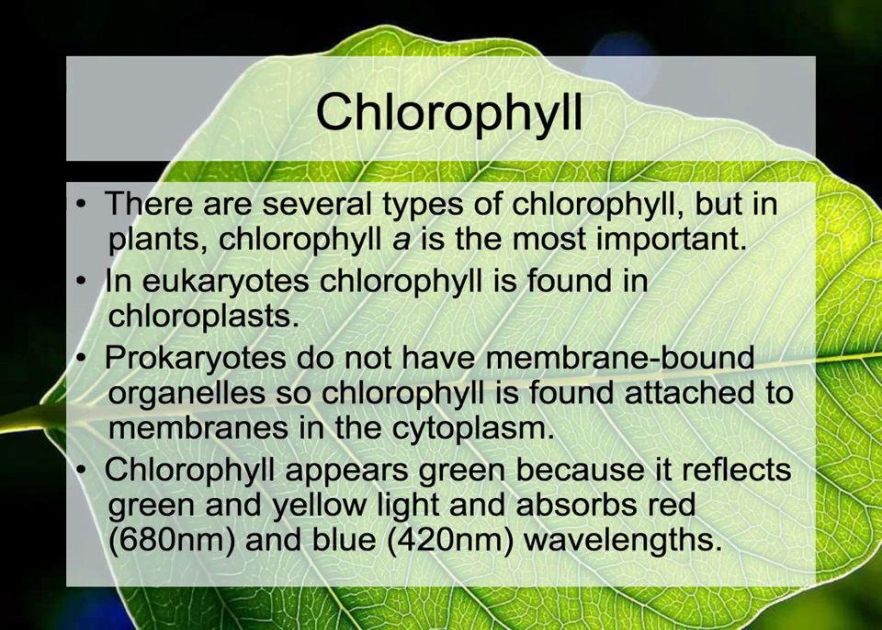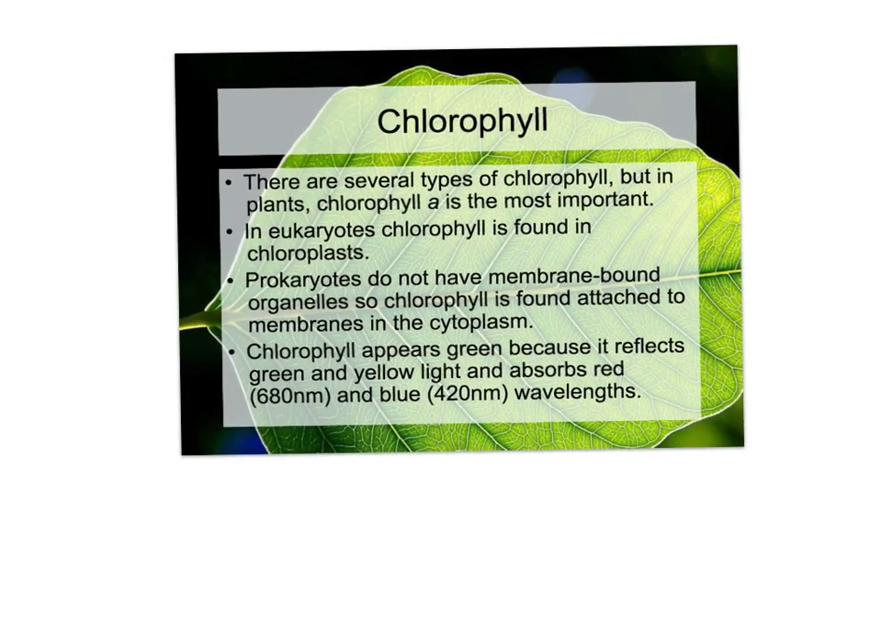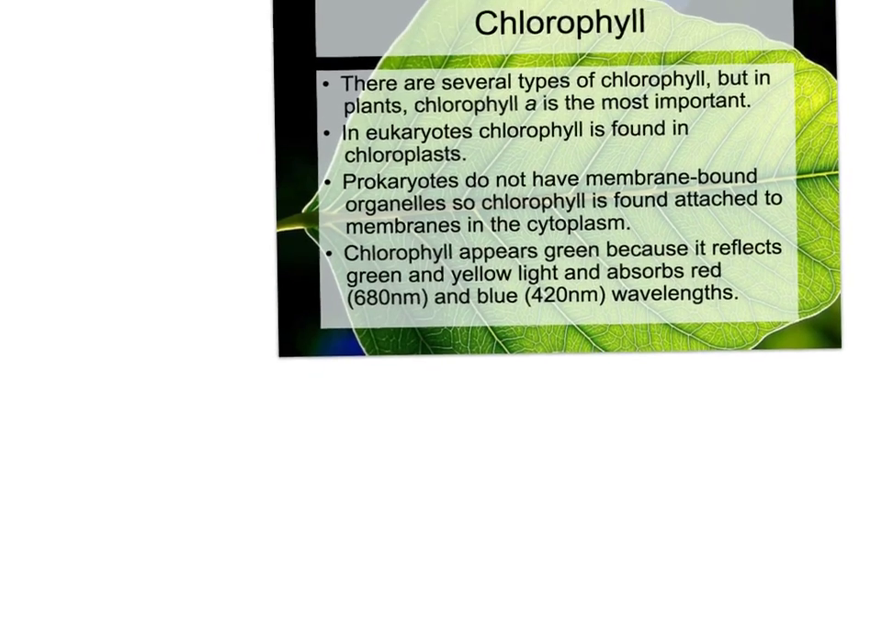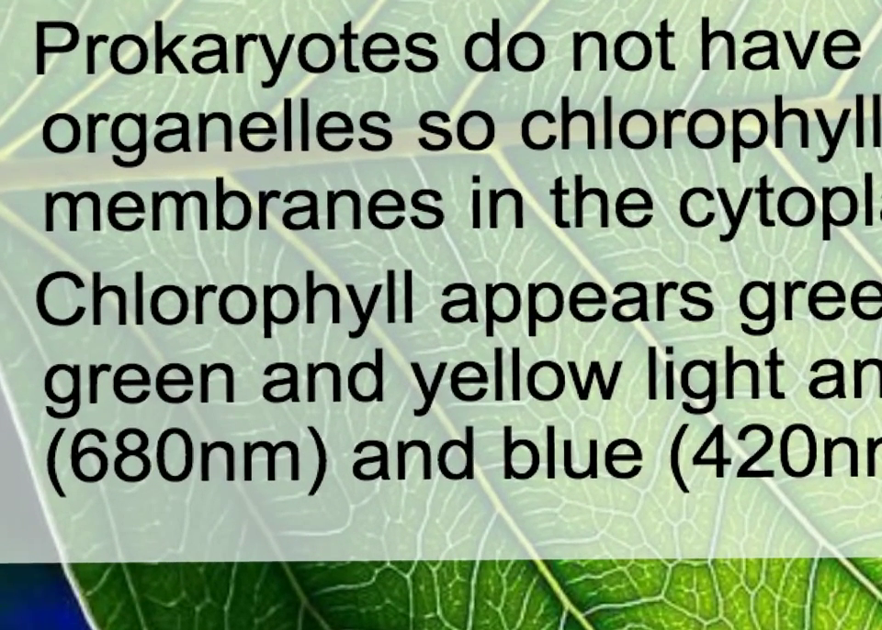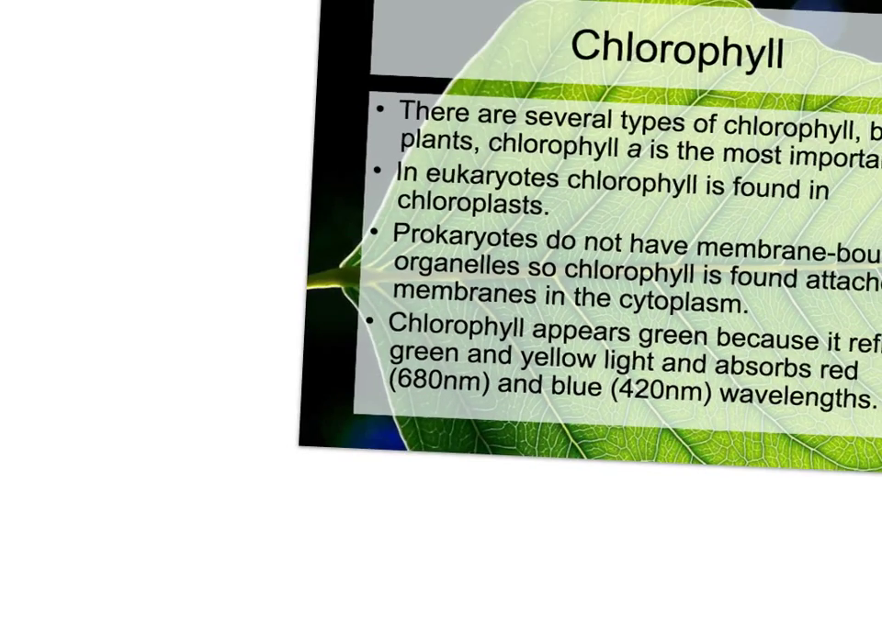It's going to be attached in the cytoplasm, and so they don't have a specialized organelle that's responsible for doing that. The reason why chlorophyll has its typical appearance is because it actually is going to reflect the green and yellow. That's why the leaf in the background appears green and yellow, and it's going to absorb red and blue. And at these 2 wavelengths that you're going to need to remember, 600 nanometers, okay, that's in the red spectrum, and then blue, which is 420 nanometers as well.